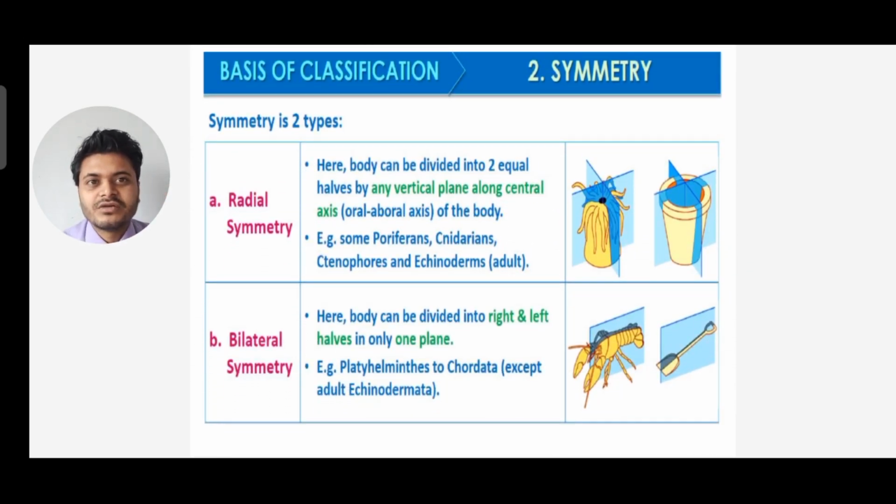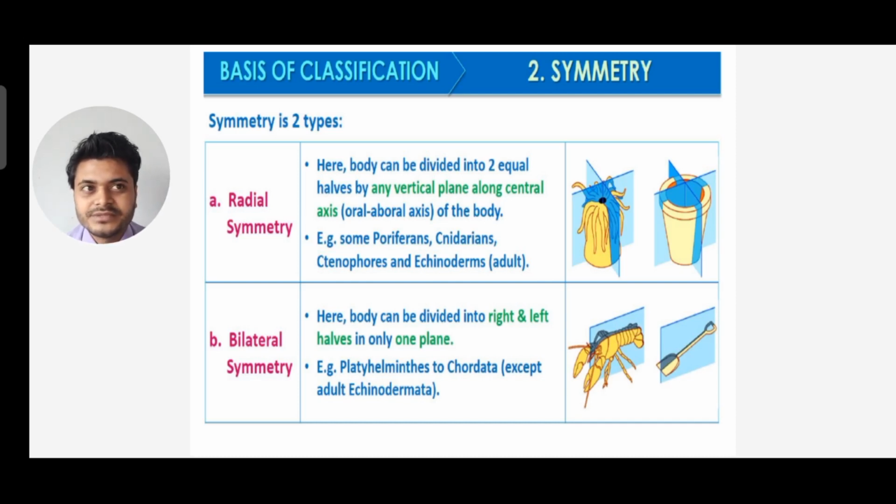Next, symmetries are also of two types. One is radial symmetry, another is bilateral symmetry. Now what is radial symmetry? In radial symmetry, the body can be divided equally in all planes. Here the body can be divided into two halves by any vertical plane along the central axis, or oral-aboral axis of the body. For example, some poriferans, Cnidarians, Ctenophores, and adult Echinoderms have radial symmetry.